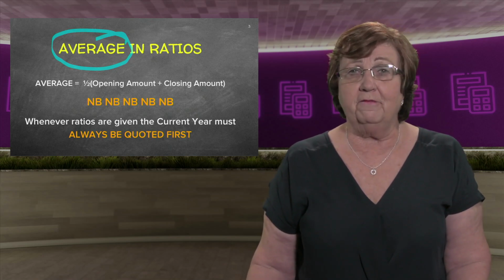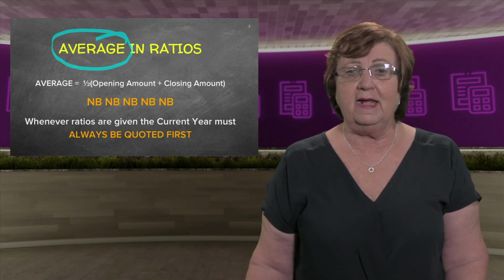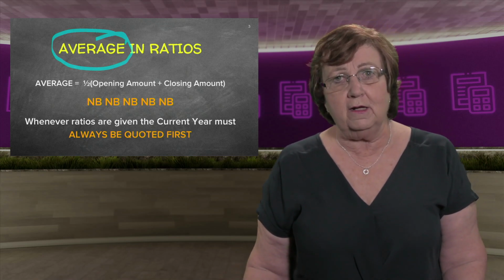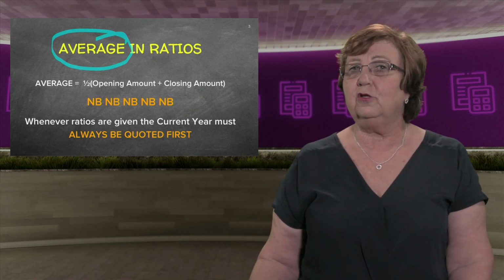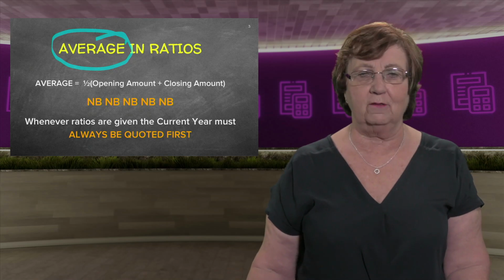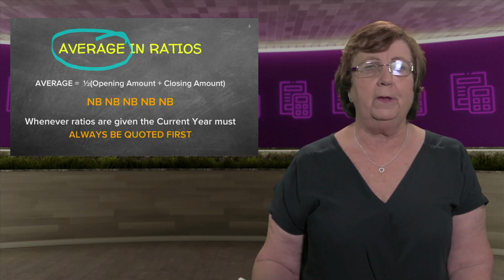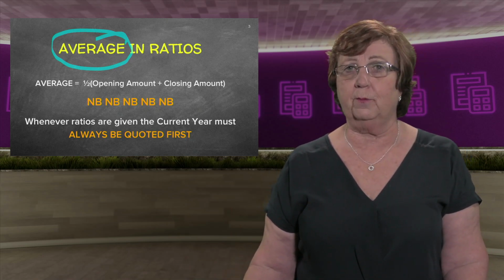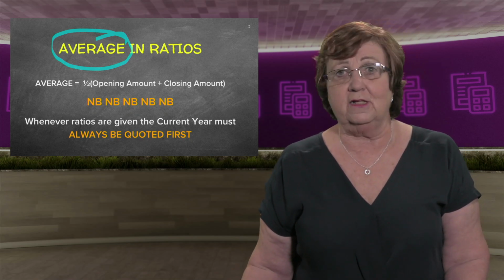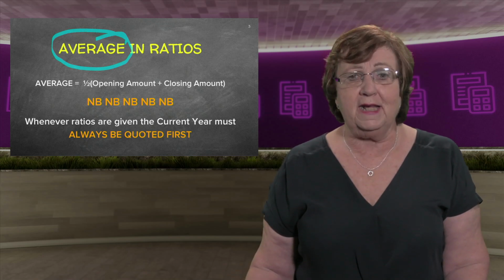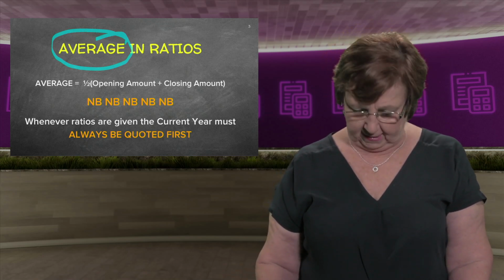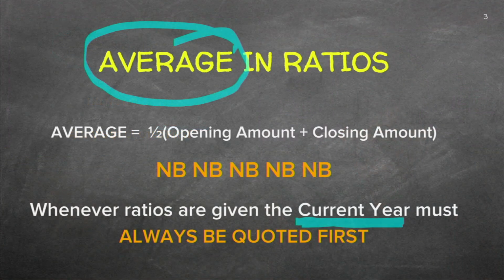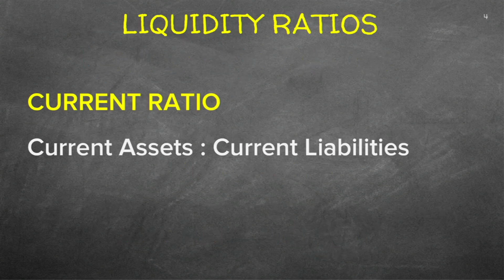And then very, very importantly, please remember that whenever you are quoting ratios, you must use the current year's amounts first. Even if you identify it by saying 20.2 and then do 20.1, you're not going to get the marks. Please remember that you must always quote the current year's figures first. Just a little tip there, so please do remember that.